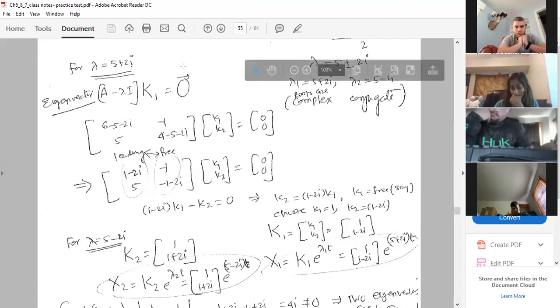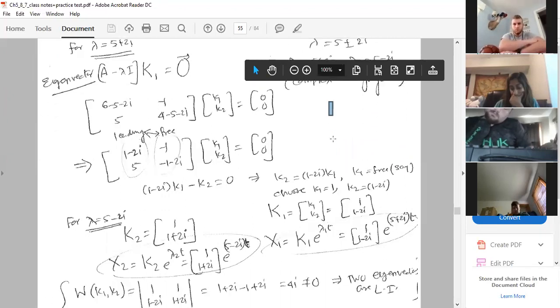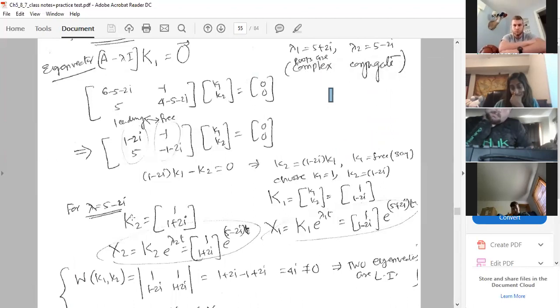Now my second eigenvector: here it is 5 plus 2i and here 5 minus 2i. Just i is replaced by negative i. Look at here. Exactly do the same thing over here, guys. Don't repeat everything. Lambda equals 5 minus 2i. So K2, I directly wrote it down. Whatever K1 I got over here, 1 and 1 minus 2i, I replace this i by negative i. So it is 1 and 1 plus 2i. I am done.